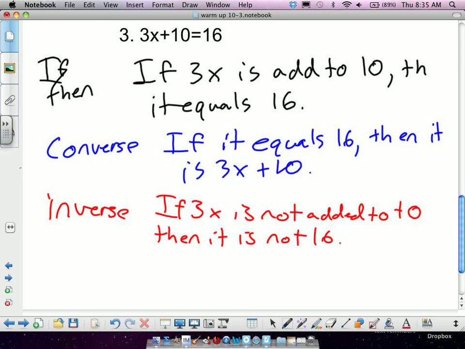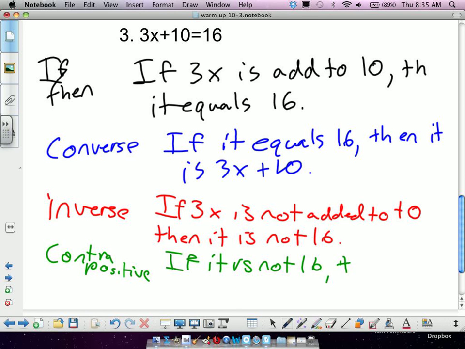And finally, the contrapositive. Okay. If it is not 16, then 3x is not added by 10. Everybody feel a little bit better about 3? That's the one I had the most questions on. Okay, let's go ahead and do 4.